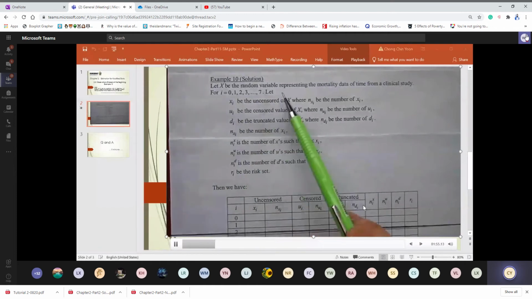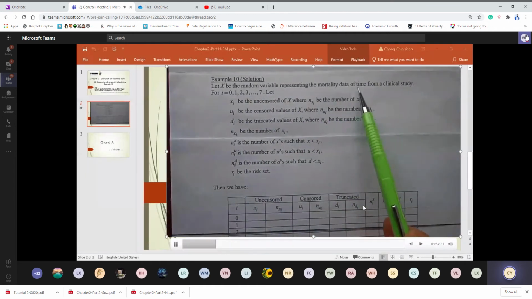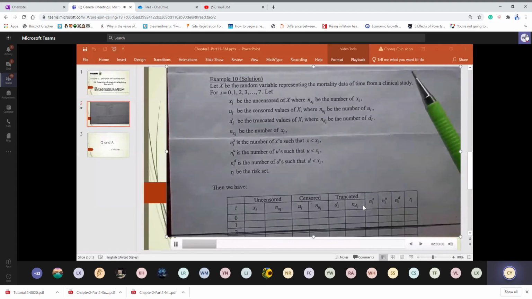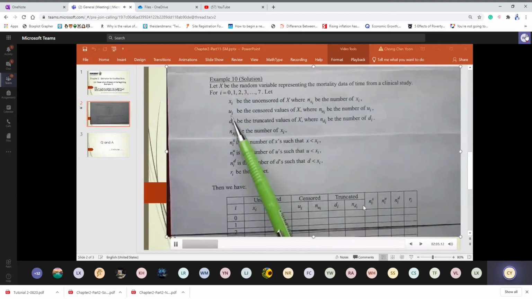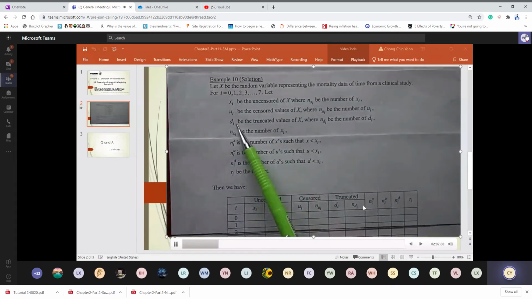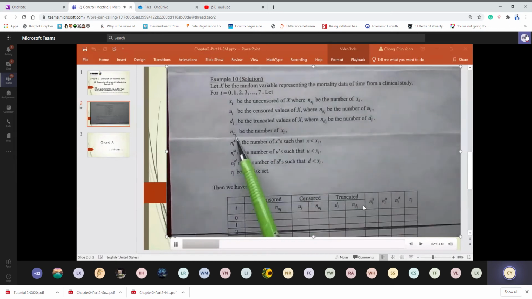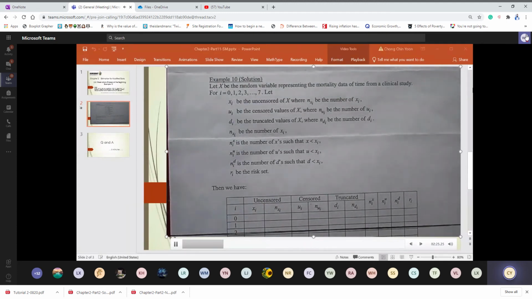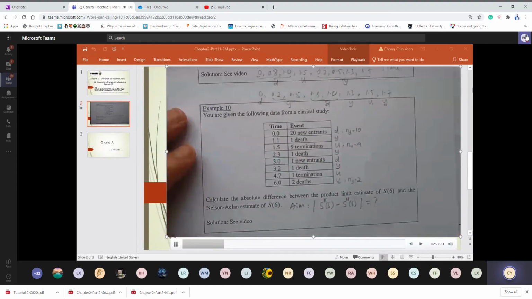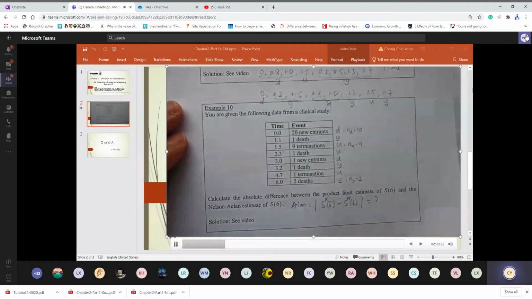Let X be the random variable representing the mortality data of time from a clinical study. We define the following: xi is an uncensored value, u is the censored value, and d is the truncation value, and these three are the conditional frequency for x, u, and d respectively. And of course our Ri is the risk set value. I'm going to try to plug all these values into the table.